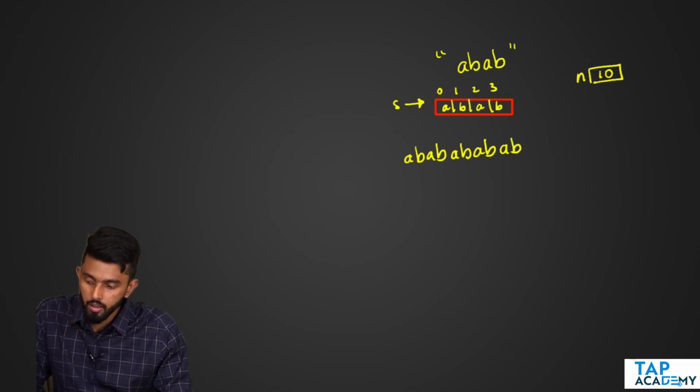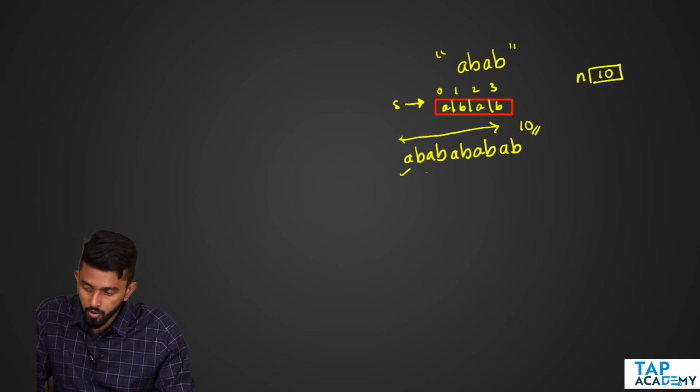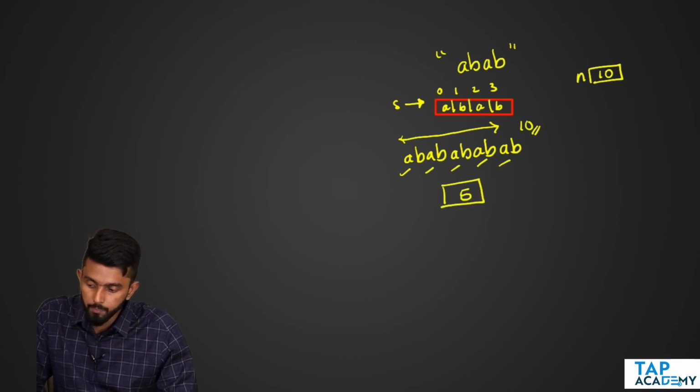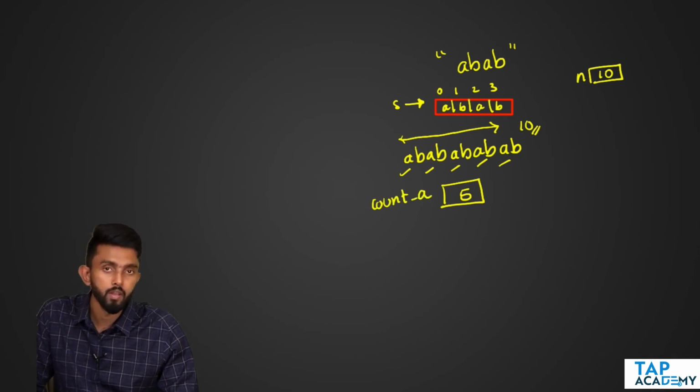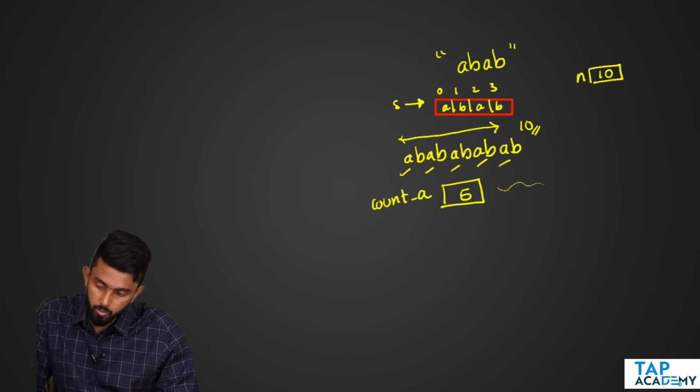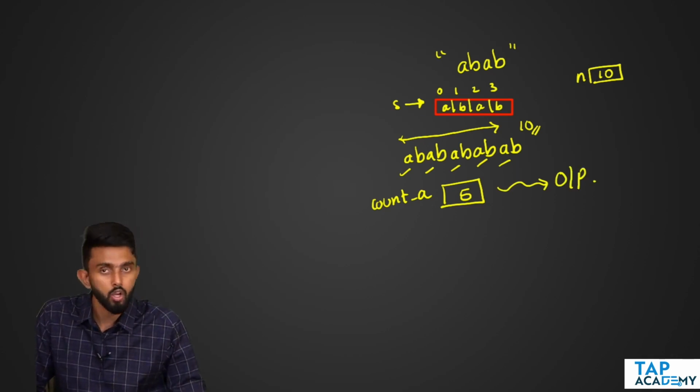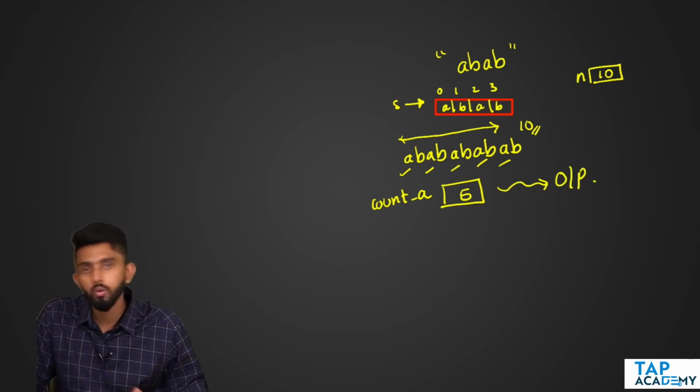And naturally, if you look at this, this is a total of how many characters? 10 characters. And in that, how many occurrences of A? 1, 2, 3, 4, 5. Now, this 5 is the count of A. This is what you must give as the output of your program. So, our question is clear to everyone.